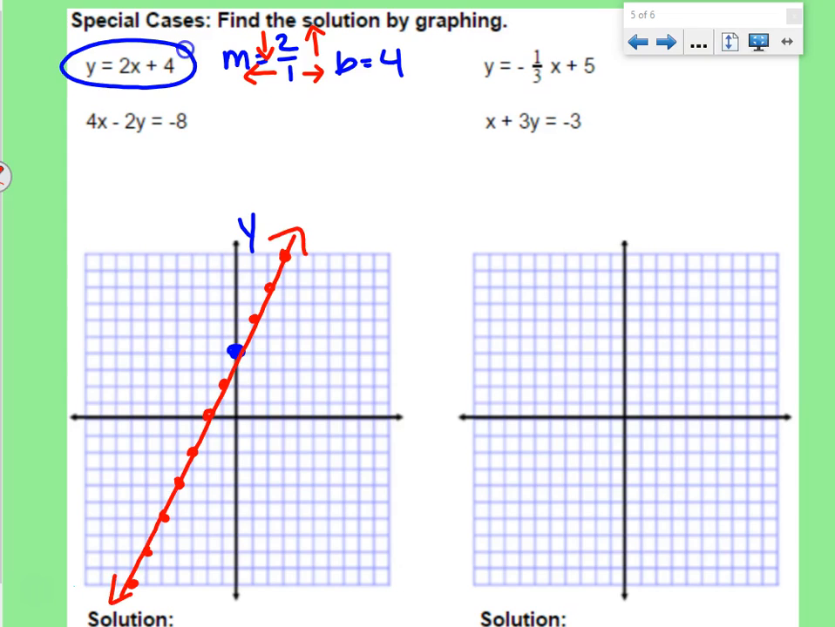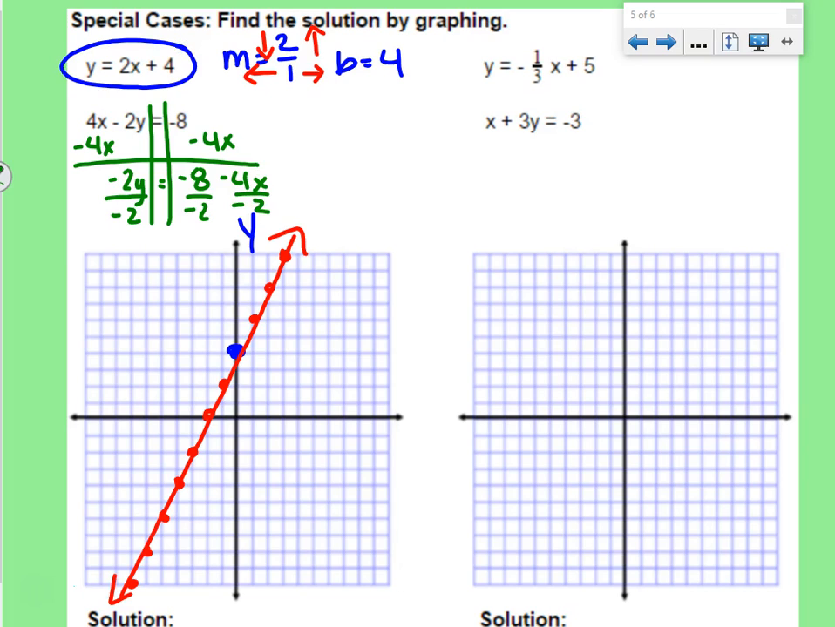The next equation, we need to change its form. We need to solve for y. So first off, we're going to minus 4x on both sides. Negative 2y equals negative 8 minus 4x. Divide by negative 2 on both sides to get y completely by itself. So we get y equals negative 8 divided by negative 2 is 4. Negative 4 divided by negative 2 is 2x. So for this equation, our b is 4, and our m is 2 over 1.